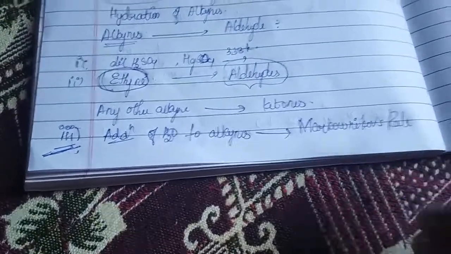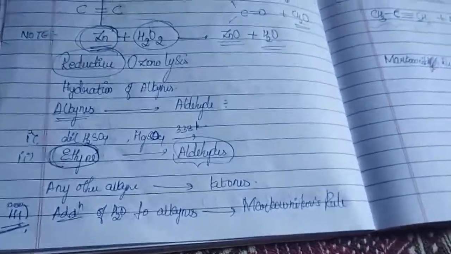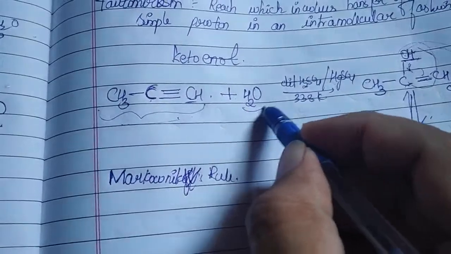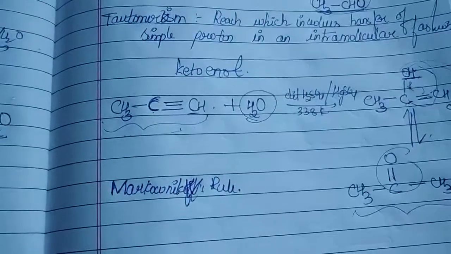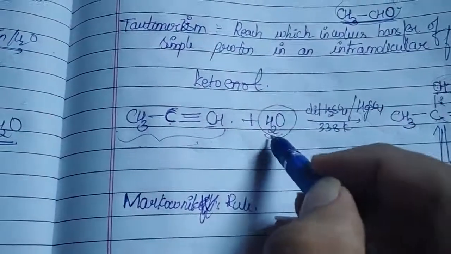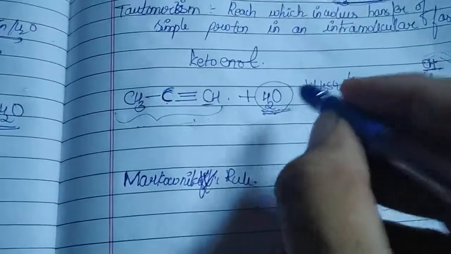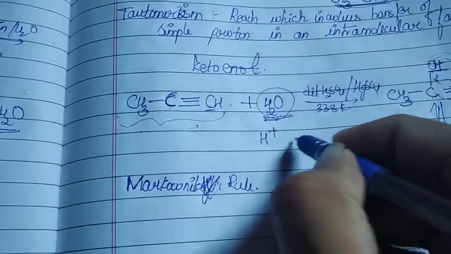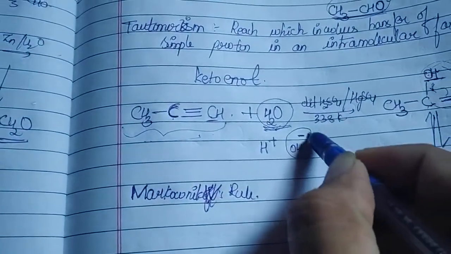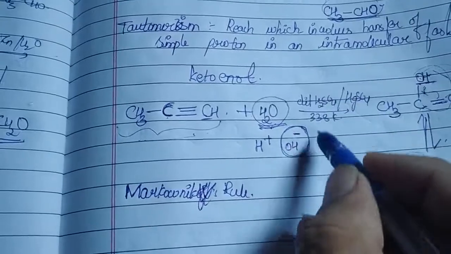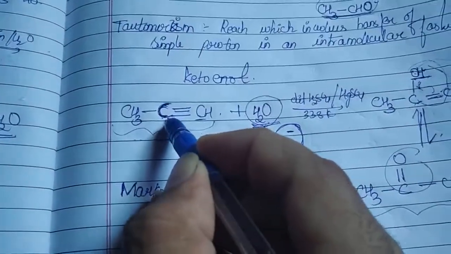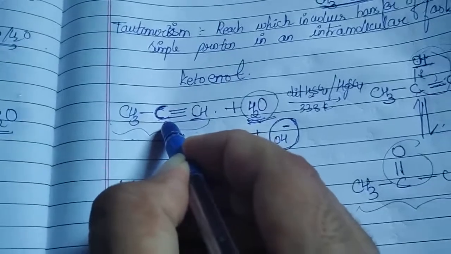What does Markovnikov's rule state? The negative part of an unsymmetric molecule, I repeat, the negative part of an unsymmetric molecule. Here the unsymmetric molecule is which one? H2O. It is giving us an H plus and an OH minus. So the negative part of an unsymmetrical molecule attacks the carbon atom containing the least number of hydrogen atoms.